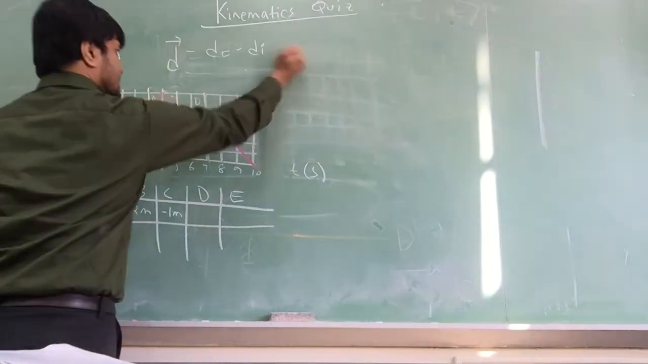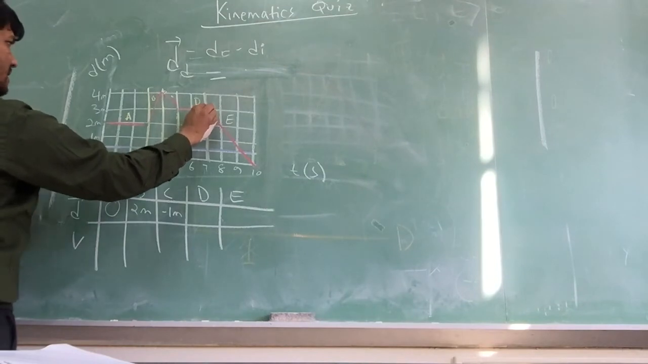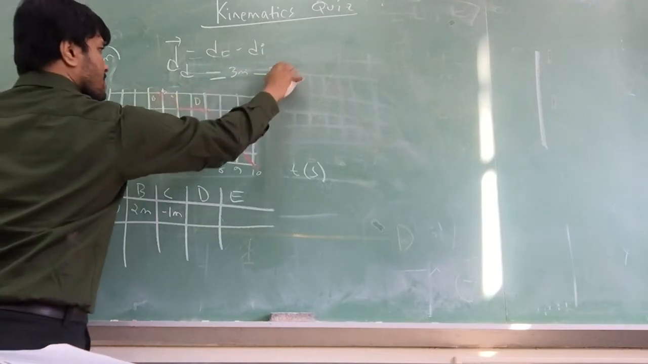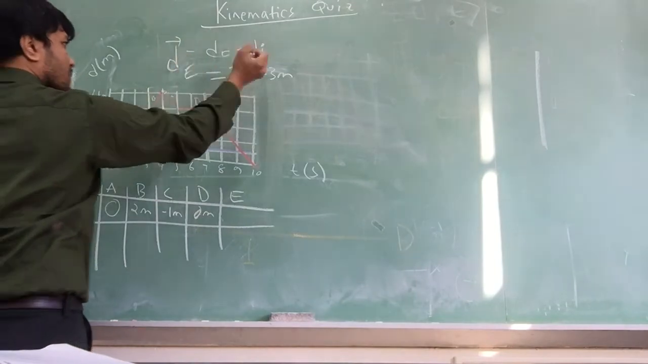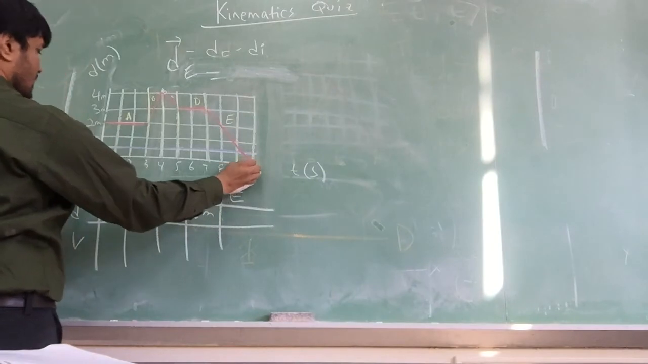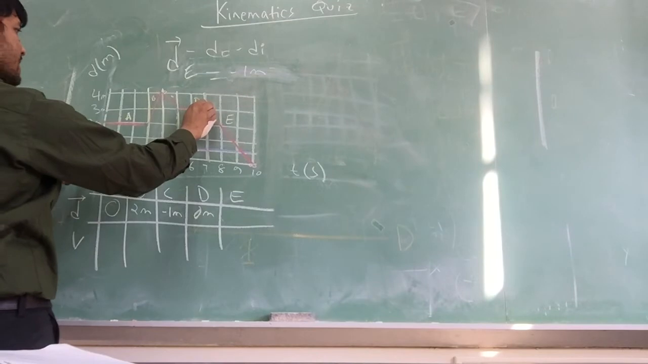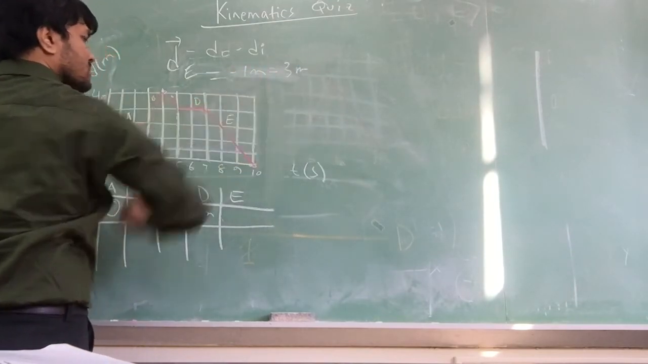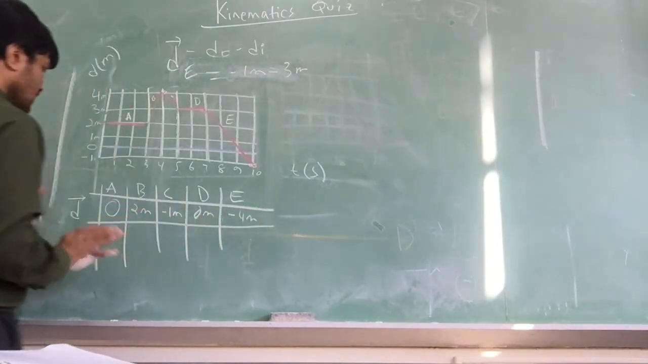Now we're going to find D. D final is 3. D initial is also 3. So this is 0 meters. Now we're going to do E. At E, d final, you look at the y-axis, is -1, and d initial is 3 meters. Minus 1 meter minus 3 meters is minus 4 meters. So you write minus 4 meters. We're done with the displacement.